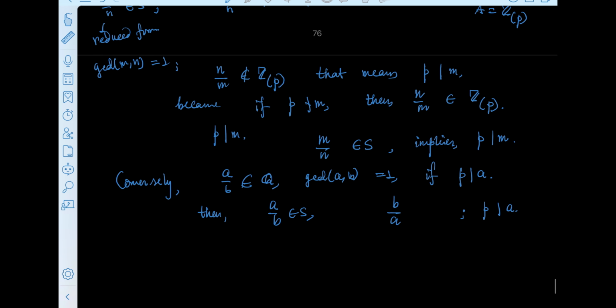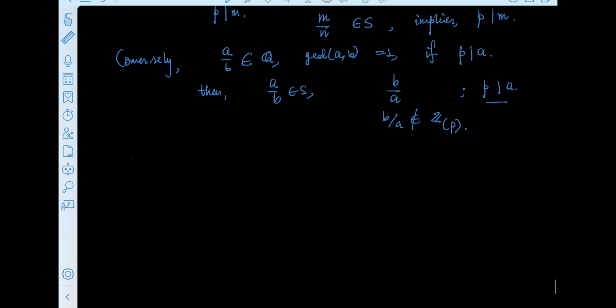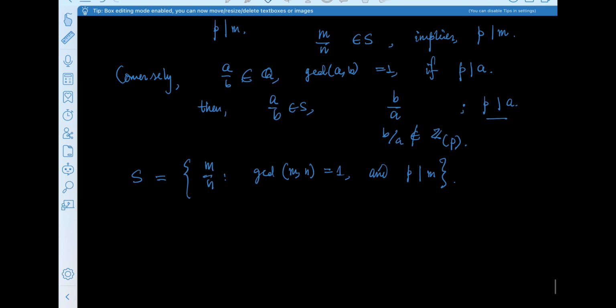So here, if P divides A, then B by A is not inside Z localized at P. So what that means? That means A is equal to the collection m by n such that GCD of m comma n is 1 and p divides m. Right? So b by a is not inside Z.